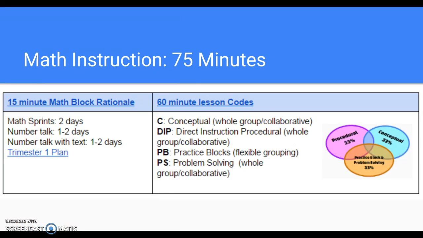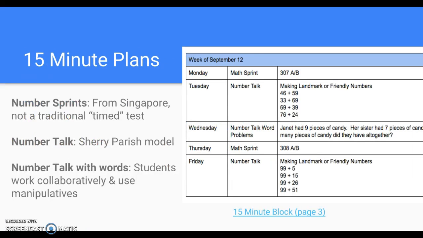We would like math instruction to be 75 minutes per day, divided into 2 sections, a 15-minute section and a 60-minute section. The 15-minute section includes 3 things. Number sprints, which are different from traditional time tests. These are used in Singapore, which is internationally known for its student success in math. Number talks and number talks with words. Our UCI expert is helping write these CGI style questions, and all the plans are laid out for you.